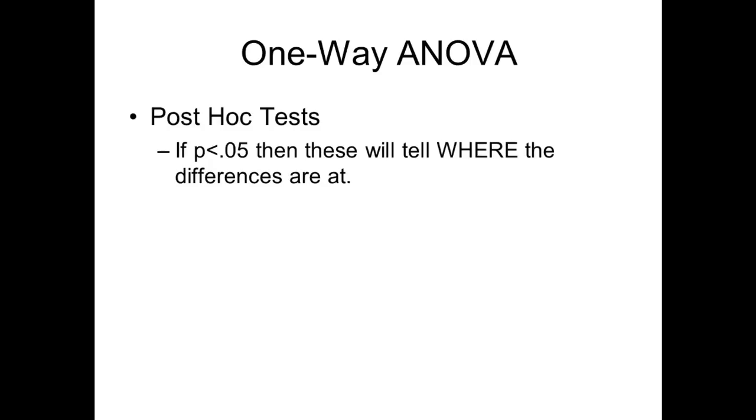So in order to be able to deal with this question of where the differences lie, we run what are called post hoc tests. So just to reiterate, if p is less than 0.05, then a post hoc test will tell us where the differences are. You don't do the post hoc test at all if the p is greater than 0.05. So if you had not gotten a significant p-value, if you had retained the null hypothesis after looking at the F value, you would stop there and move on to the next thing. You would write up your result sentence as normal.